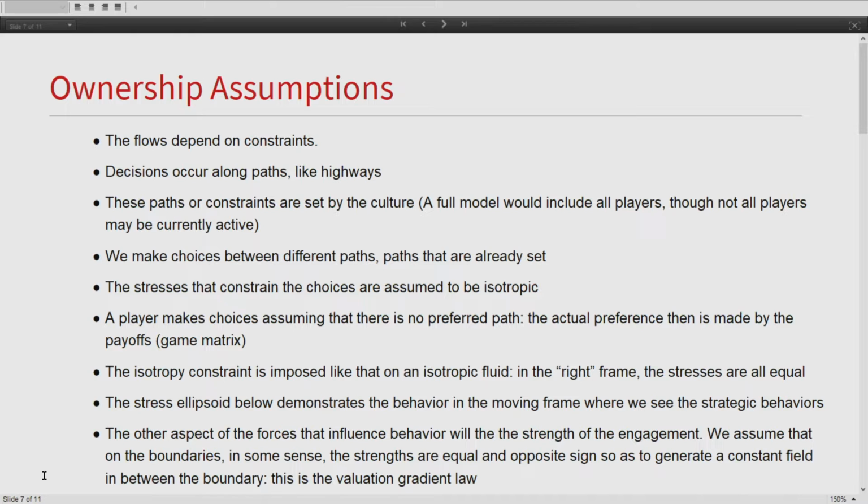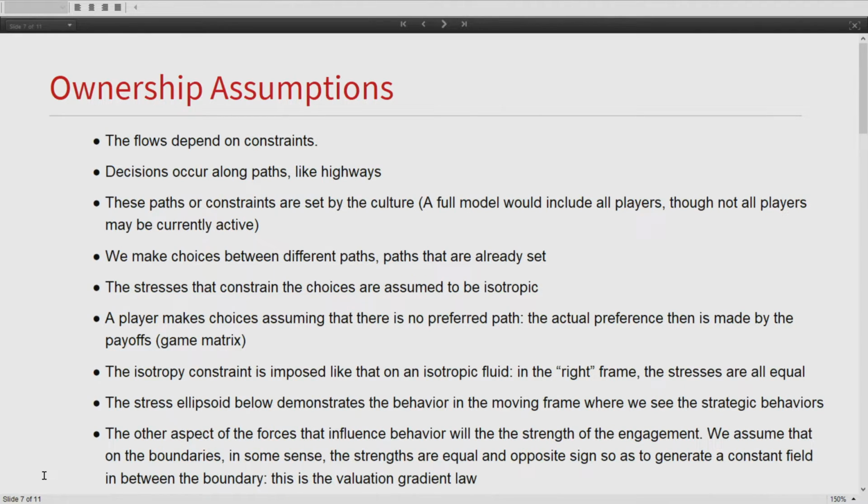What we did depended upon really focusing on the constraints. So here's what went in. I said the decisions are like creating paths along the highway. These are constraints, okay? And they're set by assessing stresses that say, here's what each player sees.